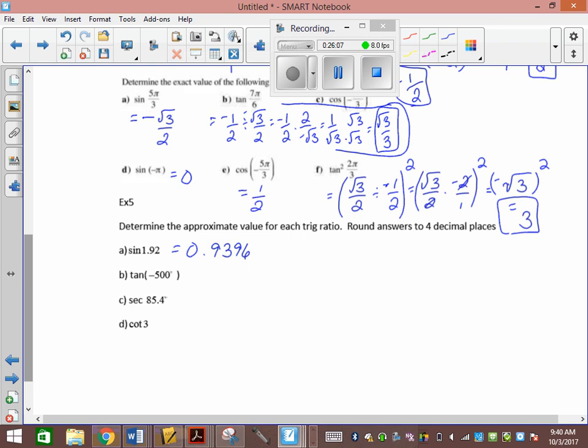.9396. Then it's tan of negative 500. So we need to be in degree, yeah. Secant. If you're like, oh crud, I don't remember. Go to your formula sheet. Your formula sheet says secant theta is equal to 1 over cos theta. So secant 85.4 is equal to 1 over cos of 85.4 degrees.